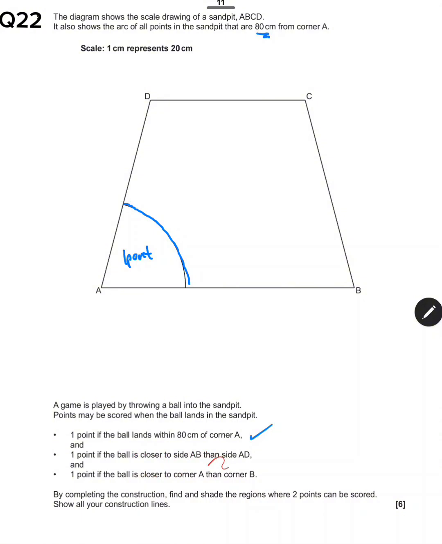We need to work on these next constructions. It says you also get 1 point if the ball is closer to AB than AD. So closer to this line than to this line. And what that's telling you to do is cut this angle in half. So we're going to need a compass to do that.